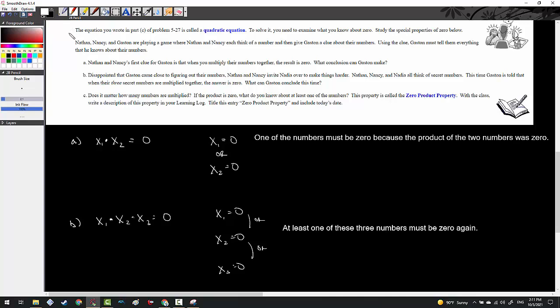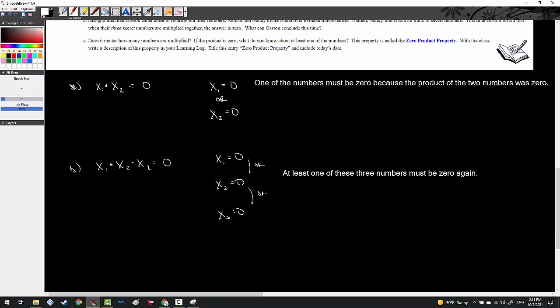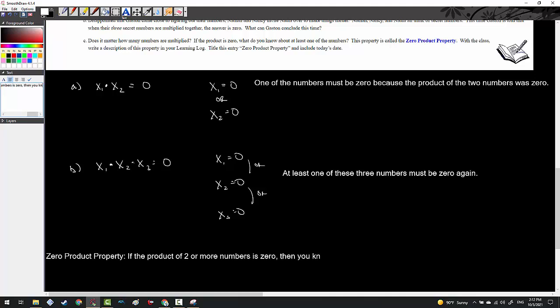And it says, does it matter how many numbers are multiplied in part C? If the product is 0, what do we know about at least one of the numbers? And they're trying to get you to understand something called the zero product property. And that's what this is. If I write down the zero product property, the zero product property says if the product of two or more numbers is 0, then you know that one of the numbers must be 0.